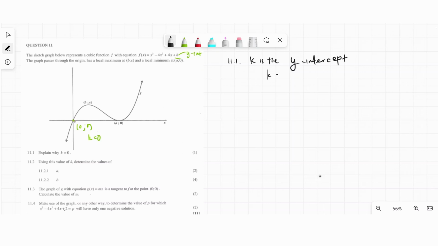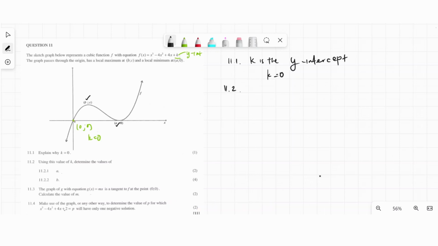Making k equals to 0. So now going to 11.2, it says using the k, determine the values of a and b. What's a? A is the x-intercept of the turning point. So to find the turning point in the cubic, we need to find the first derivative.